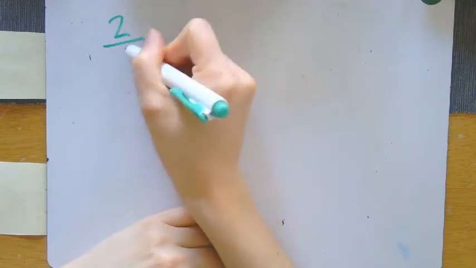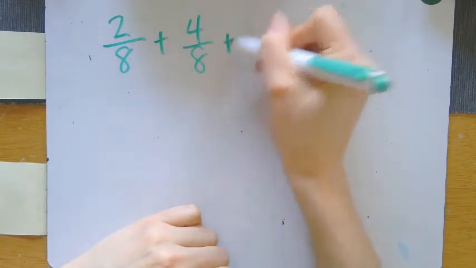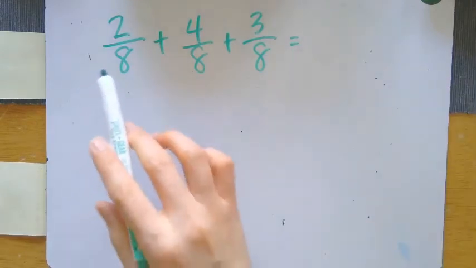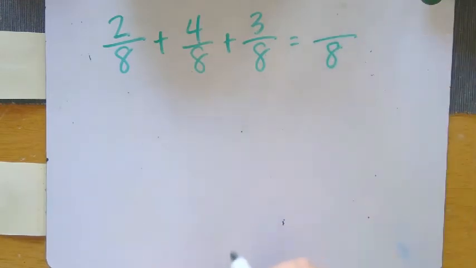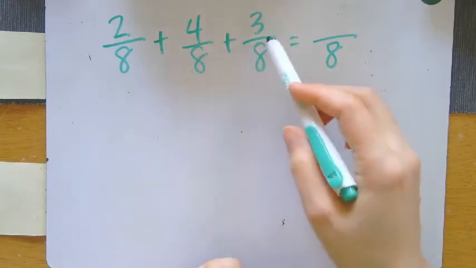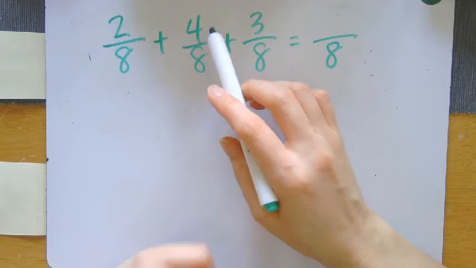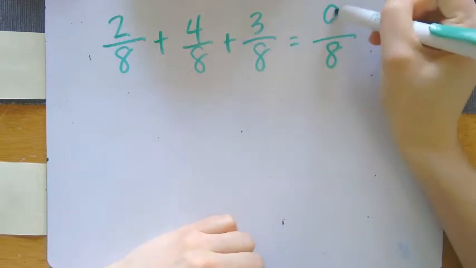All right, let's go ahead and use our 2/8 plus 4/8 plus 3/8. All right. Again, we have common denominators, so we can add them up. So that means my denominator is going to stay the same. All I have to do is add my numerators. 2 plus 4 is 6. 6 plus 3 is 9.